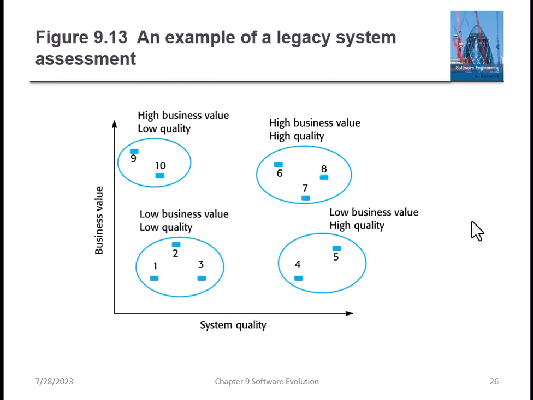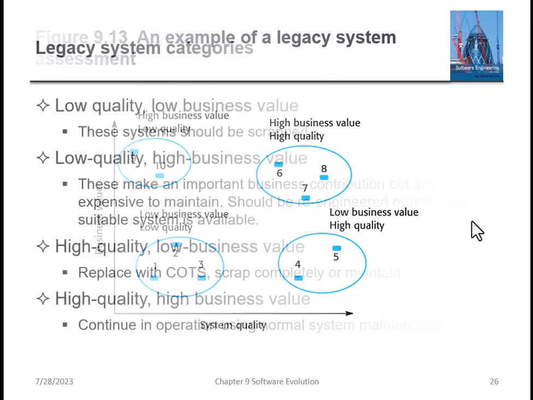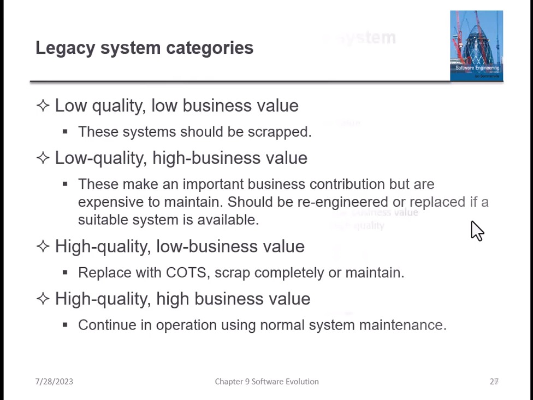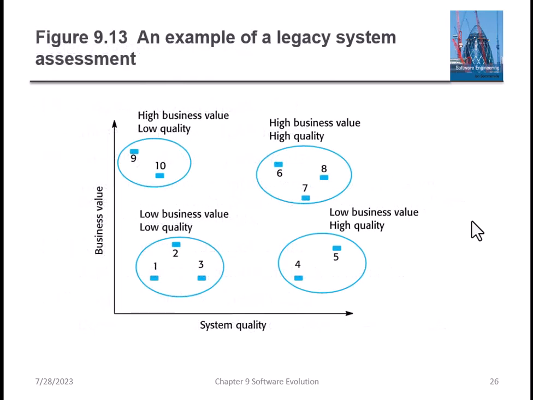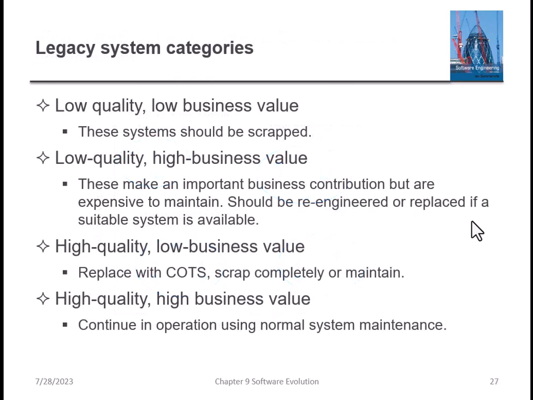So this is the example, and this figure is explained here. We have 4 options. The first is low quality, low business value. This means the software has low quality and our business value is also low. So this system should be completely scrapped, because business value is no more and the system is also of no quality.